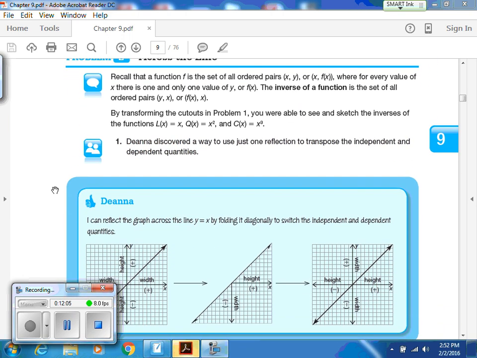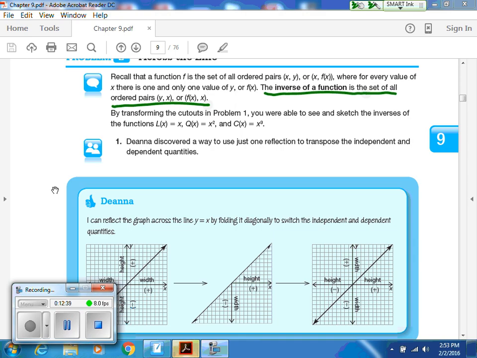Alright, this is important, okay? This right here, you're going to skip the end, but we're going to look at this. A function f is a set of all ordered pairs x, y, or x, comma, f of x. The inverse of a function is the set of all the ordered pairs y, x, or f of x, comma, x, which is what we've been doing.